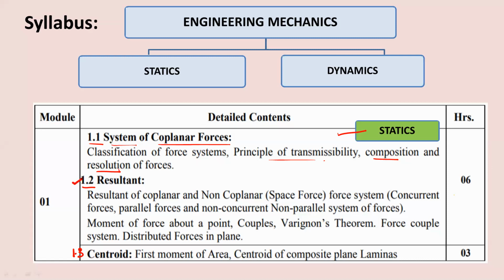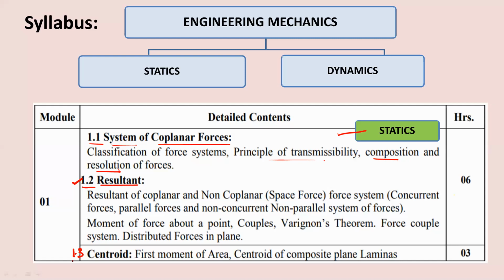In section 1.2, it is the resultant calculation. So resultant means when a number of forces are acting on an object or a particle, then the net effect is called the resultant. Okay. So in the resultant, we will solve problems on how to find out the resultant. Okay. What are the methods to find out the resultants?